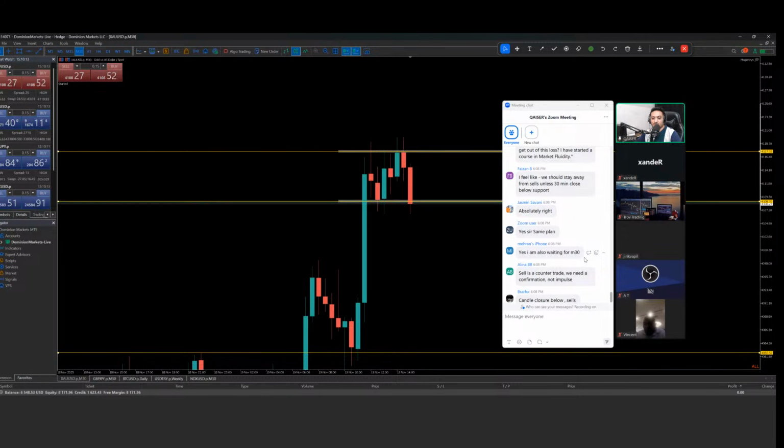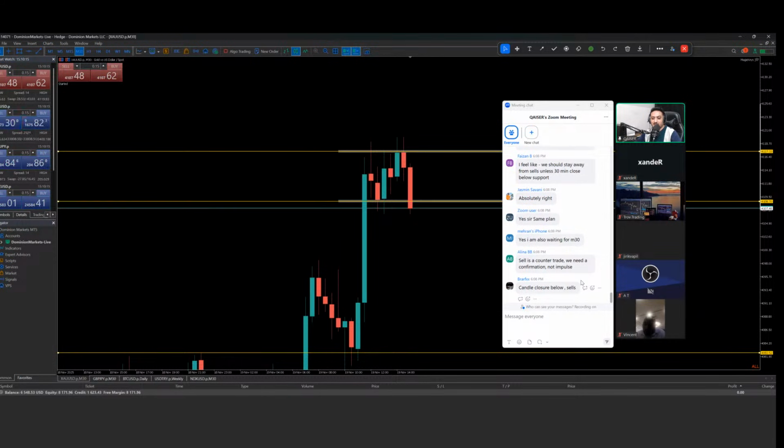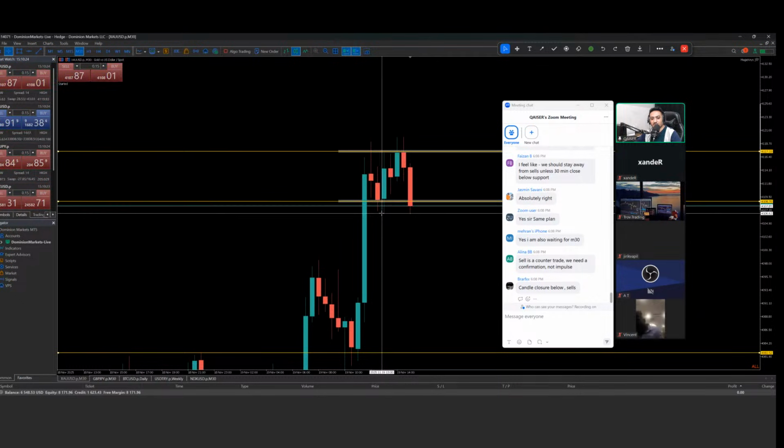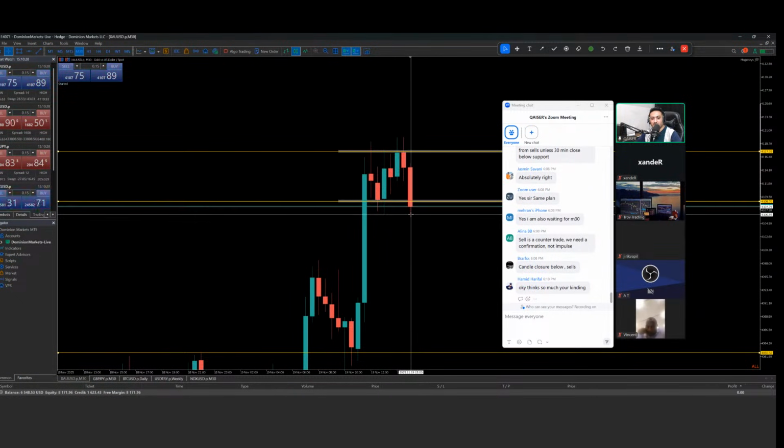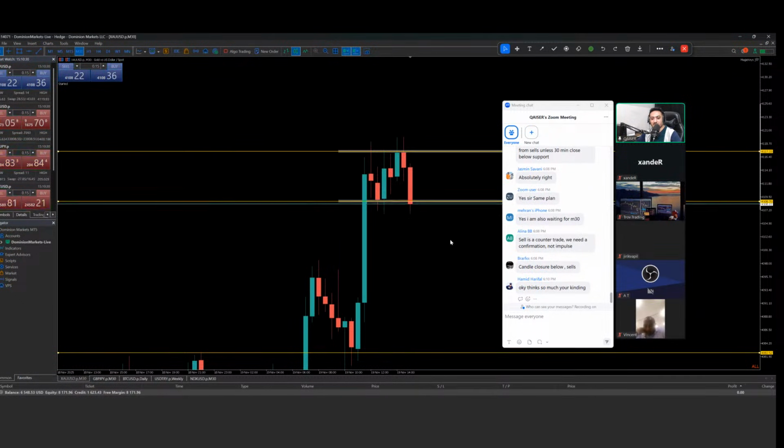Yes, I am also waiting for 30 minutes. Yeah, exactly, makes sense. Sell is a counter trade. We need a confirmation, not impulse. In this scenario, I wanted a confirmation candle to close below the support. Look at this one. Even this candle broke the rejection on the left-hand side, still it's just standing here. So if it's going to close below the support, I can give my trade a chance.